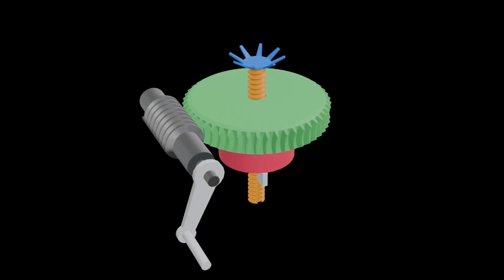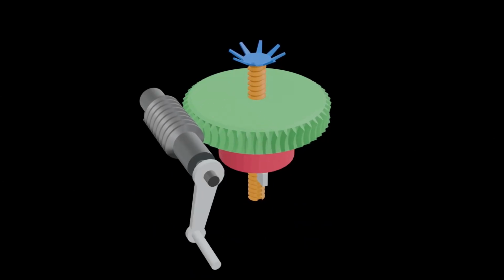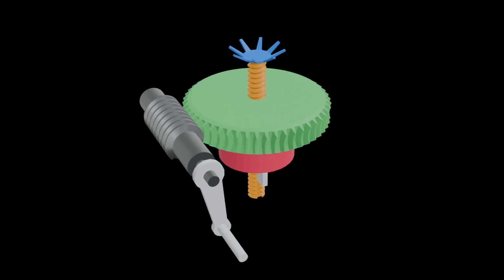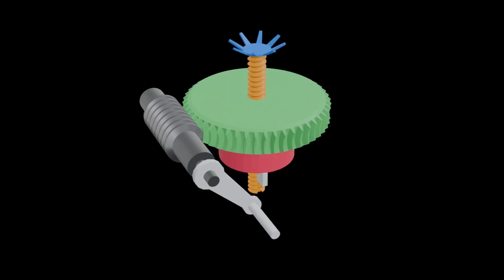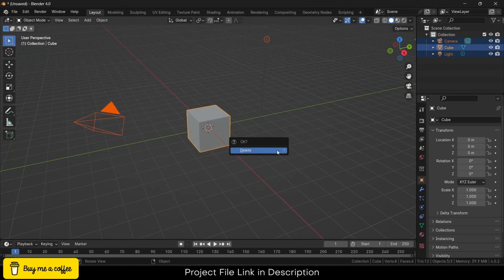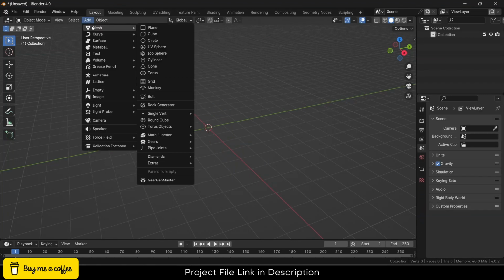Namaste guys, in this video we are going to learn how to create this nut screw worm jack gear mechanism in Blender. So let's start. Press A, X and delete. Click on add mesh and click on Gear Gen Master.